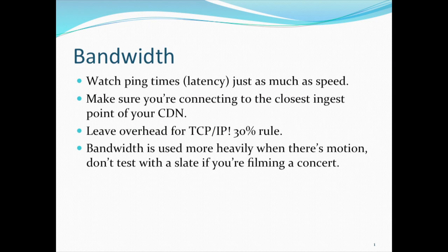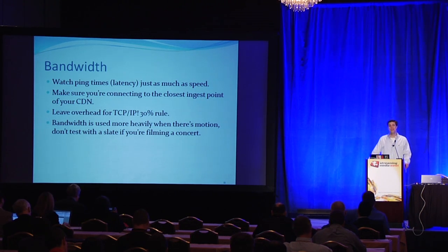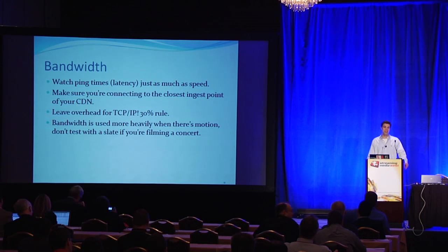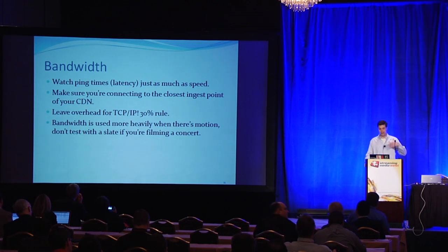30% probably sounds like a lot to those of you who know, but if I tell you 30 and you leave 15, then that's better than me telling you 15 and you leaving 5. What this really means is that if you have a 1 meg pipe that is successfully working at 1 meg, don't make a 1 meg stream because you haven't left any room for all of the overhead and slowness and all these other things that TCP/IP brings in.